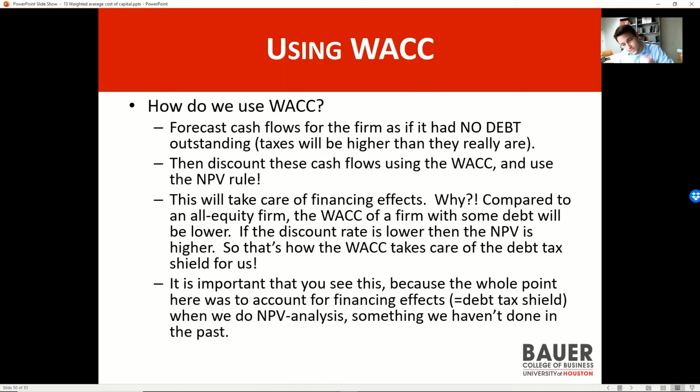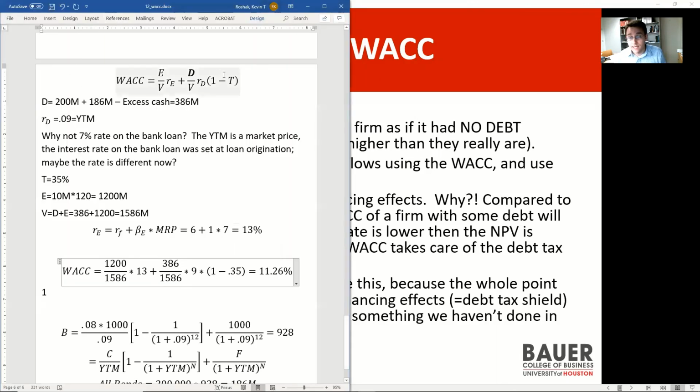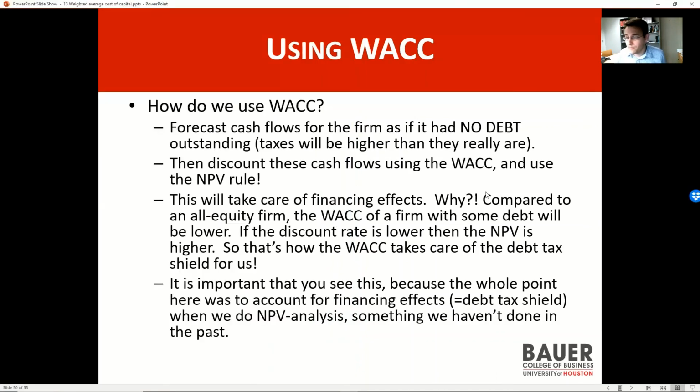We're pushing the discount rate down because we multiply by 1 minus t. When you push the discount rate down, the value goes up. The value is going to go up by exactly the amount of the tax shields. So when you use the WACC, you're capturing the tax shields because the discount rate is lower than it would otherwise be. So the WACC is taking care of the tax shields for us.